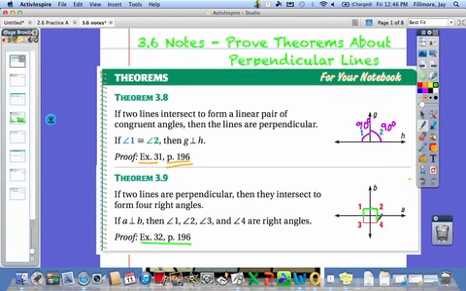2 and 4. 4 has to be 90 because it's a linear pair with 2, and it's vertical with 1. And 3 is vertical with 2, and a linear pair with 1 and 4. So they all have to be right angles. They all have to be 90 degrees. So if two lines are perpendicular, then they intersect to form 4 right angles. All 4 of those angles are going to be right angles.